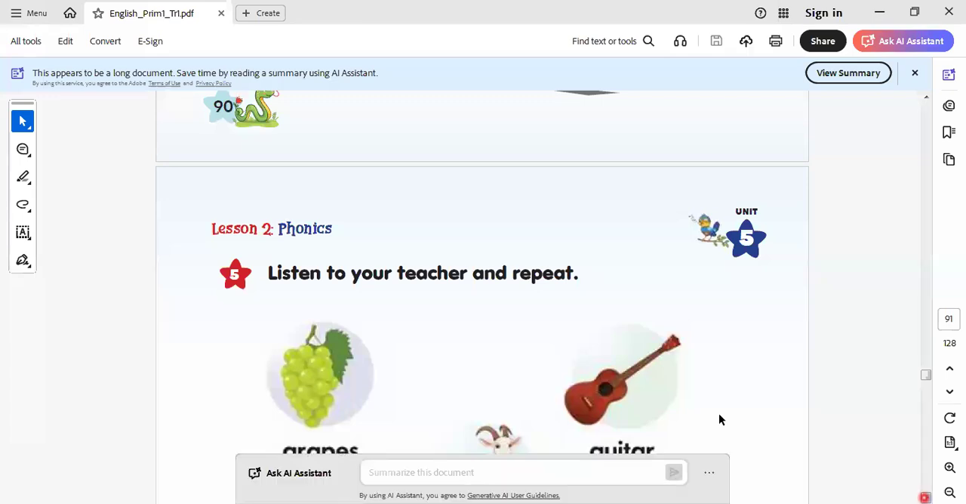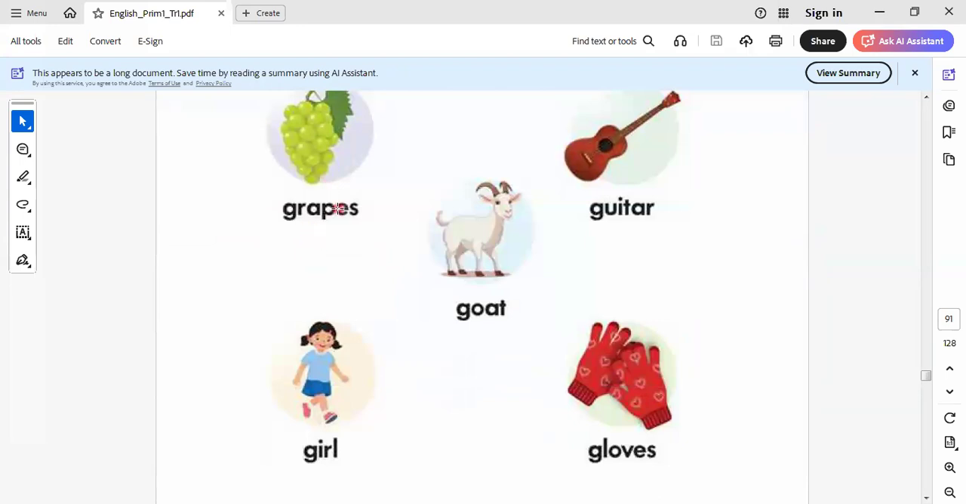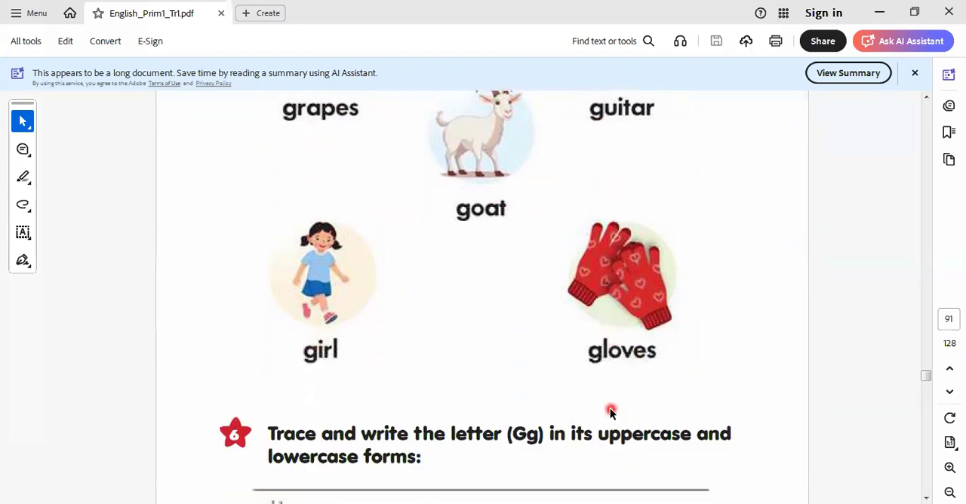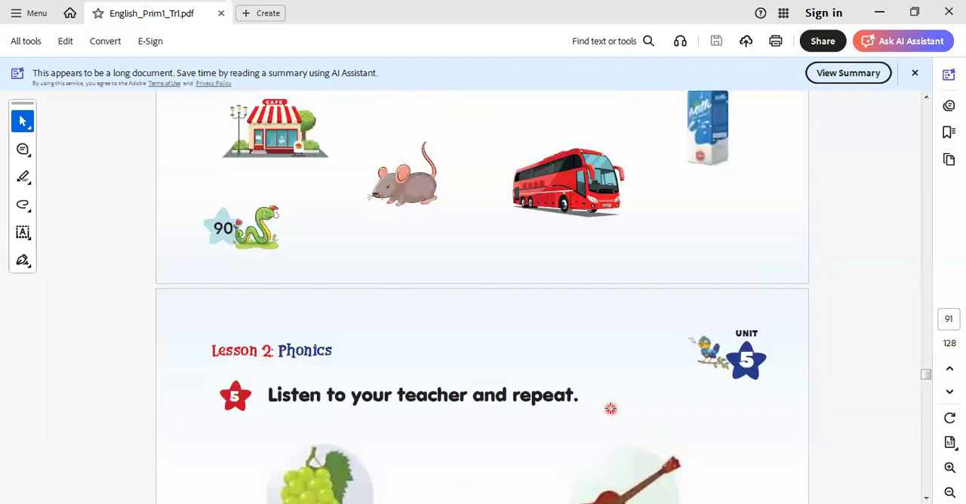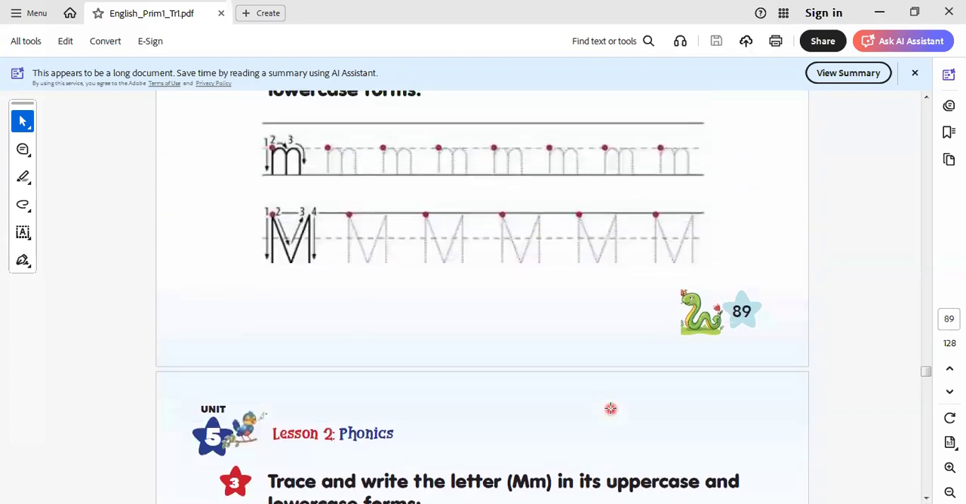Here we have grapes. I would like you to repeat with me. Grapes, grapes, grapes. Goat, guitar. Grapes, goat, guitar. Girl, gloves. There is girl and gloves. Okay. I would like to repeat the previous words and these words again.